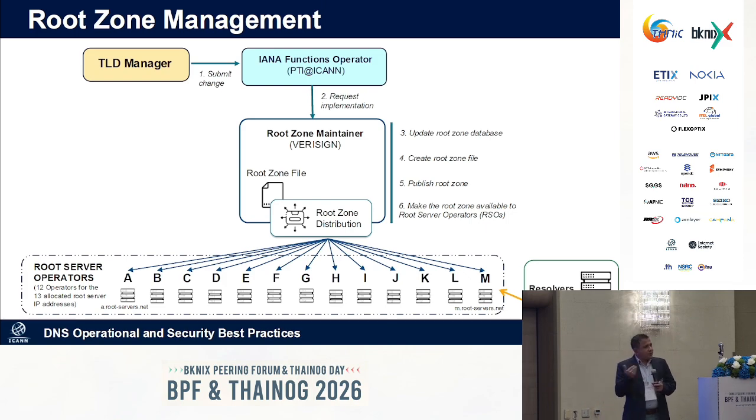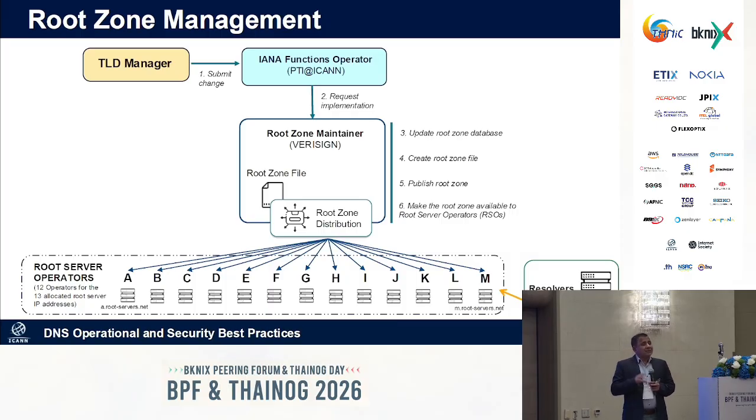So VeriSign will do that update to the root zone, and then they will basically publish the root zone. And after publication, the root zone has to go to the root zone operators, because I told you that there are 12 root zone operators, and then they operate 13 root name servers, basically names, right?